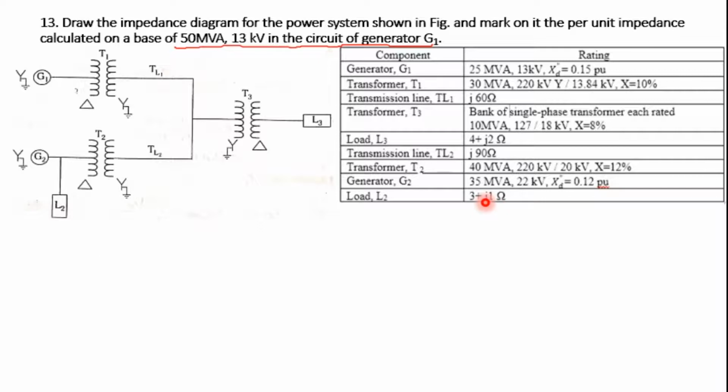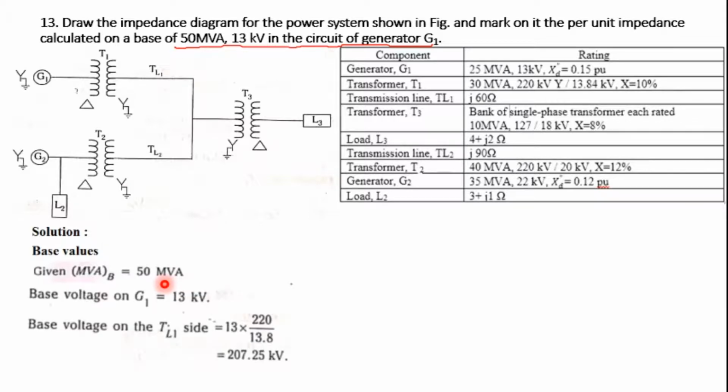So let's see how to solve this numerical. We first have to calculate the base values. In the numerical, 50 MVA is the base, so the given MVA base is 50 MVA. Then the base voltage is also given, it is 13 kV.